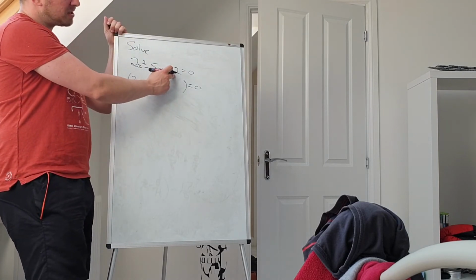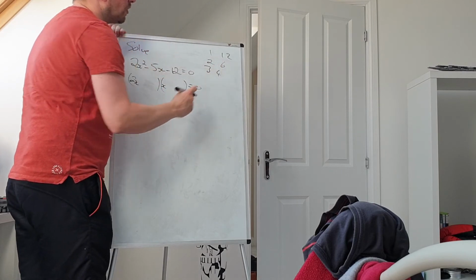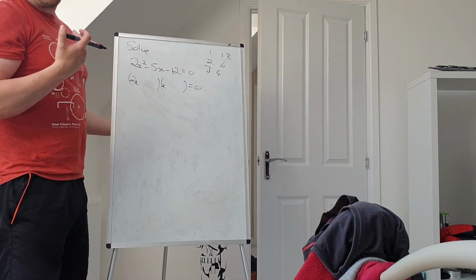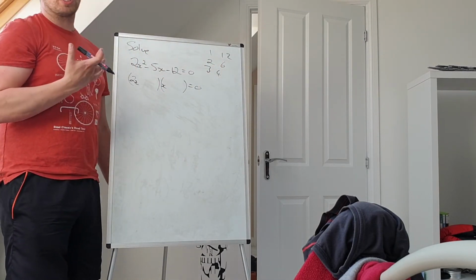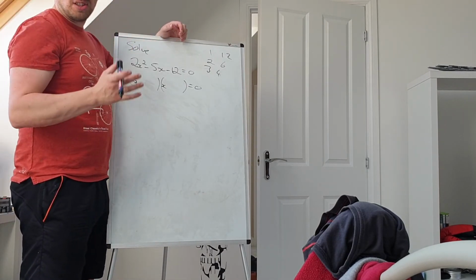And I've got something times something makes 12. So that's going to be 1 and 12, 2 and 6, 3 and 4. Now, as you do these more and more, which you're going to be doing in A level, you're going to get quicker at doing this. Also, you can use your calculator to do this as well.